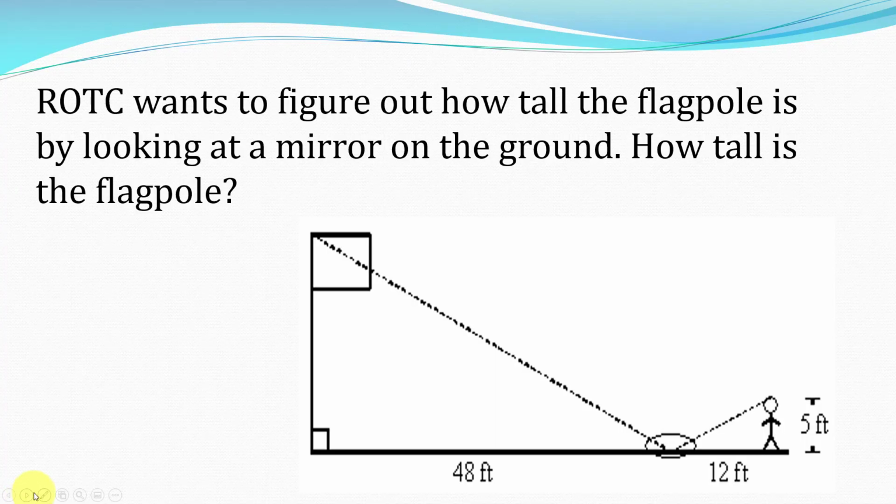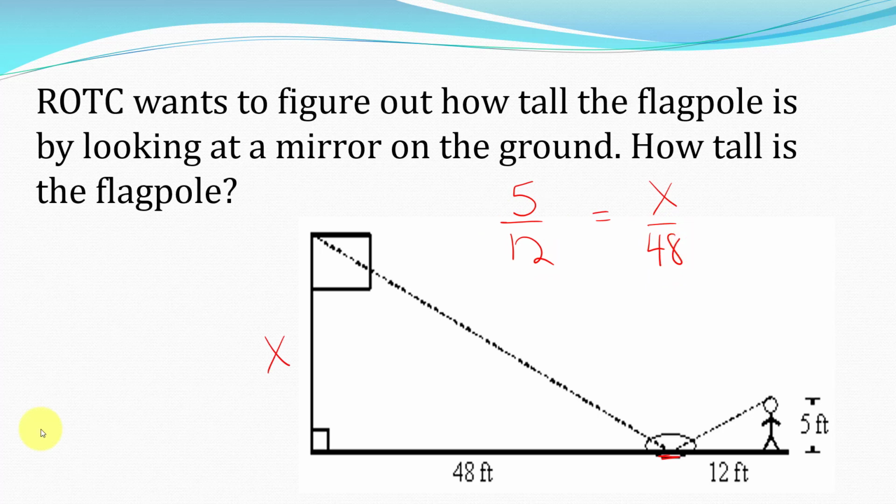So here we go. We've got a flagpole out front. They want to figure out how tall the flagpole is, so we're going to be the person looking at a mirror, and we want to know this. You can set up the proportion a couple different ways. I can match 5. It doesn't really matter as long as the matching parts match. So 5, the height, and X match, and 12 and 48 match.